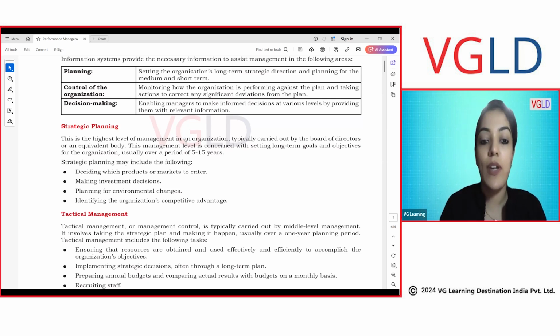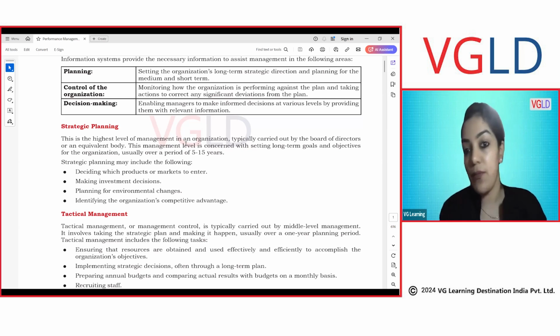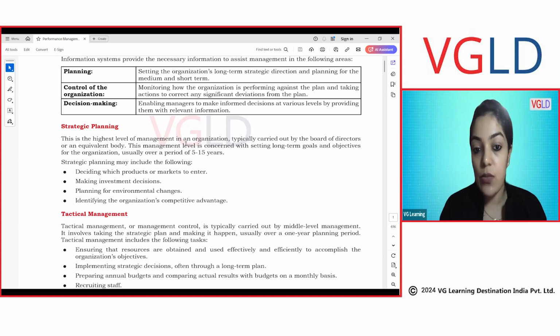So like I was just mentioning to you, strategic planning may include the following: deciding which products or markets to enter. So maybe you are doing operations in India only and you decide to enter foreign markets, maybe in the US or maybe somewhere in Asia only, like Bangladesh, or different Asian countries that you want to market your products into. So that planning is done by senior level management. Next, making investment decisions. Investment decision is in which project you want to put your money. That's done by senior management.